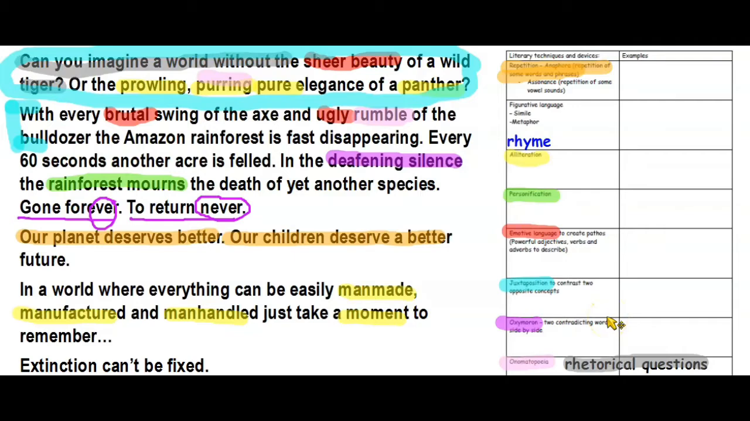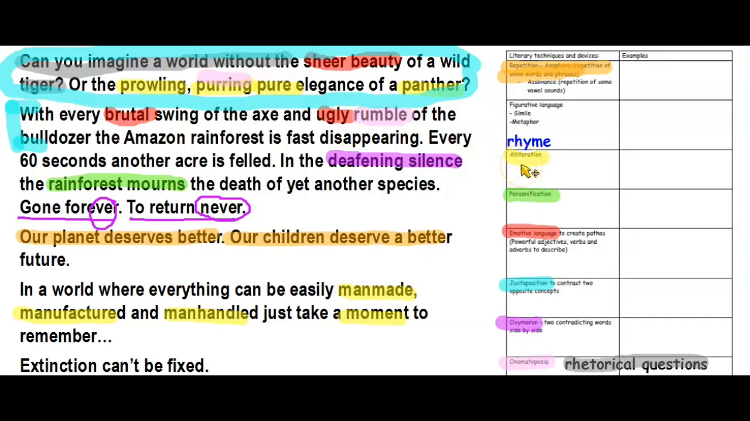Now, you might well have decided that you're not going to use everything on here. This advert didn't use everything on here, but you want to make sure that you've got a good range, and most importantly, that emotive language. The emotive language, the sheer beauty, brutal swing, the ugly rumble. Have you got enough emotive language on your plan? Every single thing that we check, just take a moment. Have you got that example?